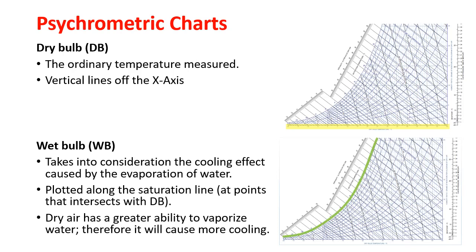Dry air has a greater capacity to vaporize water, leading to more pronounced cooling effects. This is why wet bulb temperature tends to be lower than dry bulb temperature, reflecting the cooling influence of water evaporation. Understanding how to interpret dry bulb and wet bulb temperatures on the psychrometric chart is essential for accurately assessing air properties and designing effective HVAC systems.